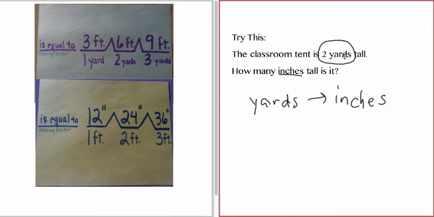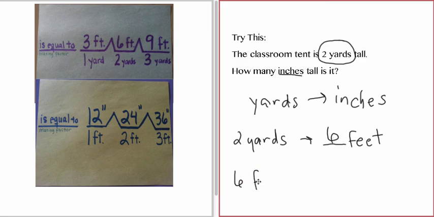Let's start with what we know. We know that we have 2 yards, and we can convert that to feet. If we look at our thinking map, I'm just going to put a blank in front of feet. Here's 2 yards, and there's 6 feet in those 2 yards. Now we have to convert those 6 feet to inches, and we don't know how many inches yet. We have to do some math here. This is where you have to do multiplication, sometimes even division if you're going the other way.